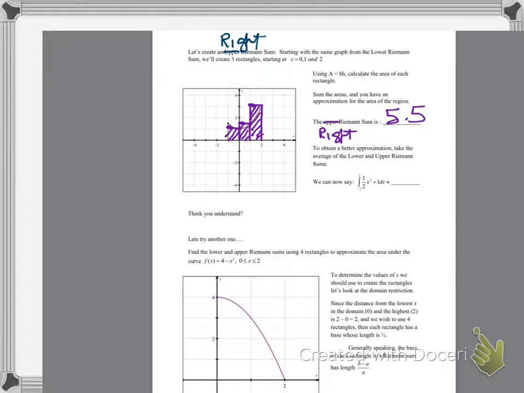So going back, I get a right Riemann sum of 5.5. Now the right Riemann sum is more than the left Riemann sum, so we could say that the right is the upper, so this happens to be the right this time, and the left is the lower. But really, I want you just to understand the left and the right. So what's your average? Because that's the best value. 4 plus 5.5 is 9.5, divided by 2 ends up being 4.75, and that's our best approximation of the area under those curves.